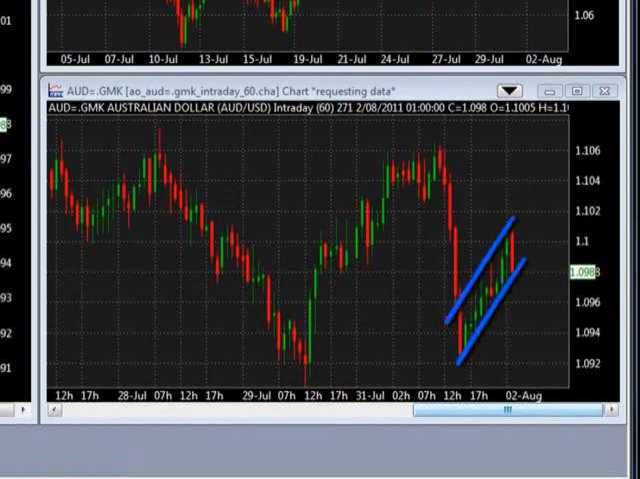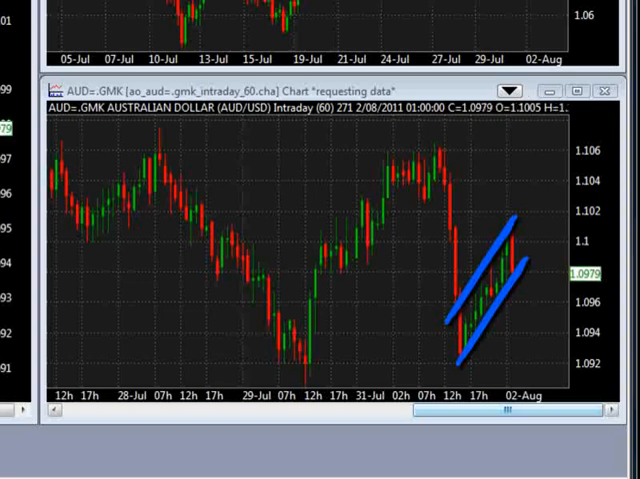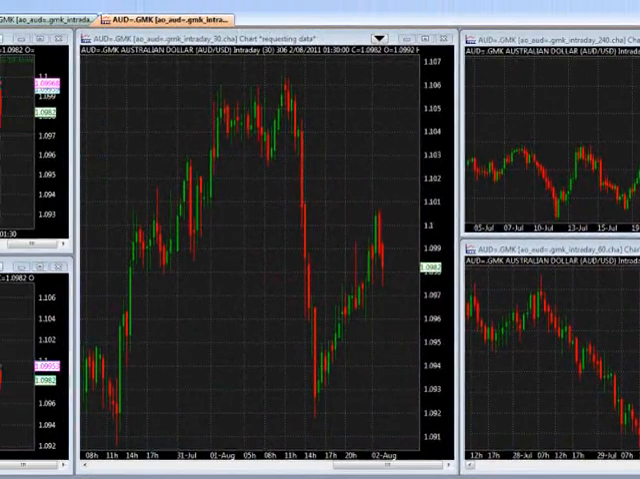Over on the 60-minute chart, you can see that it's formed a pretty decent sized flag, which it looks like it's about to break out of downwards. If it was to break down out of this flag, you would end up with a price target somewhere around here, 90 pips below the current price. So let's fast forward a little and see what happens.